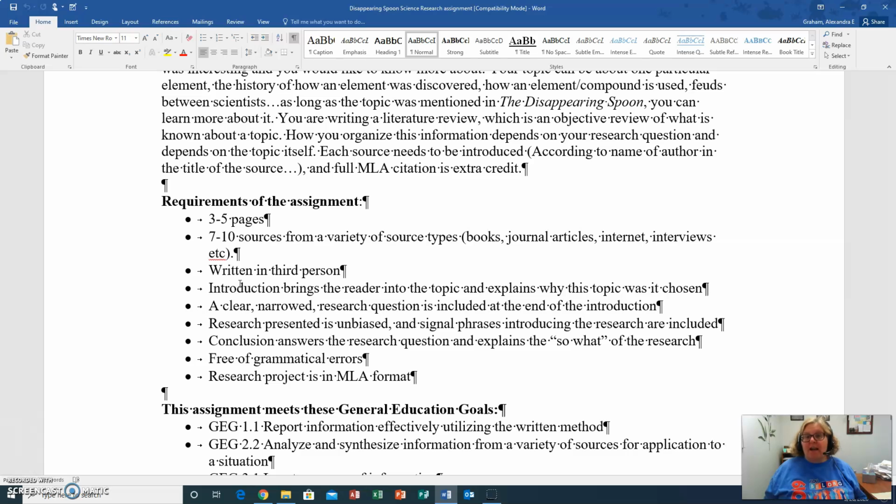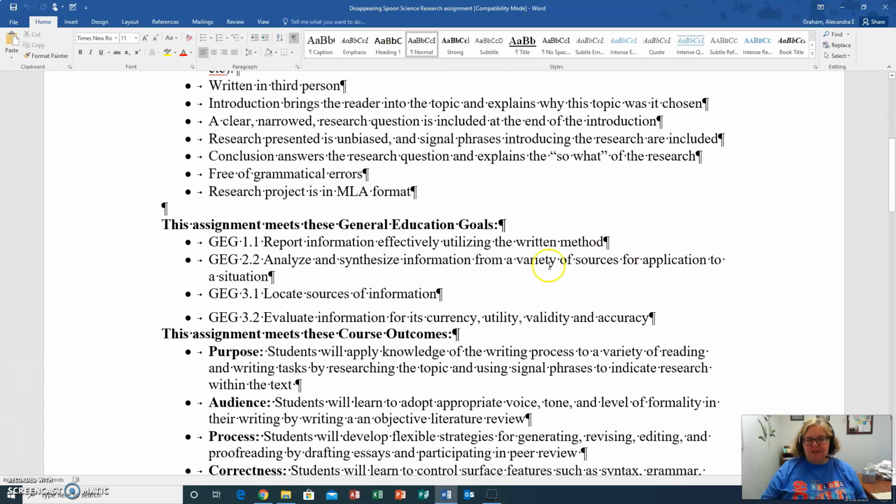It's the so what. So, so what's the answer? So why is this important? It should be free of grammatical errors, of course. MLA format. And again, if you are still losing points on MLA format, that is low-hanging fruit. Stop doing that. You have examples. You know how to do this. You should be able to.